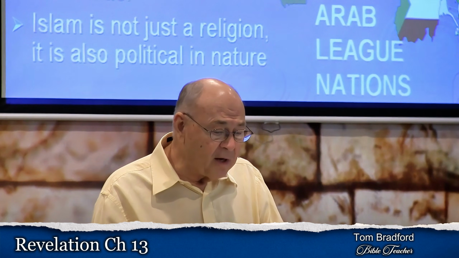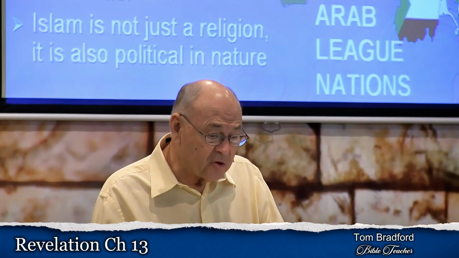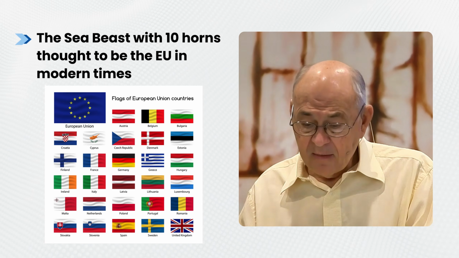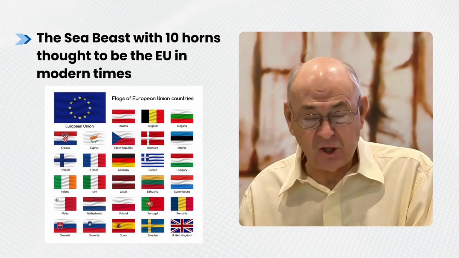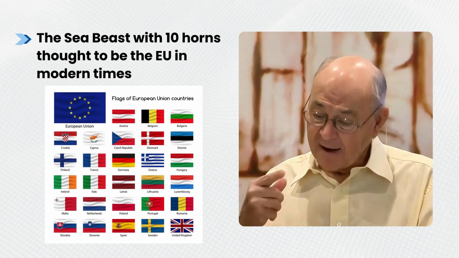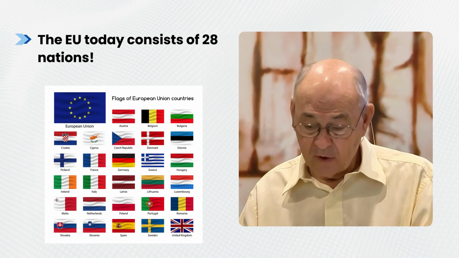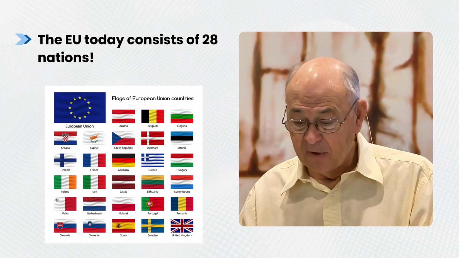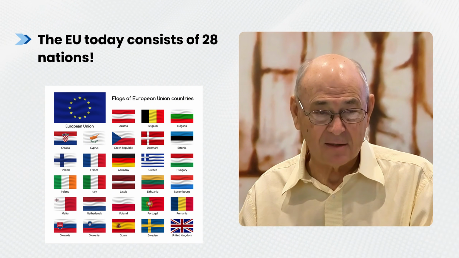The belief among evangelical Christian writers and theologians has, since not very long after World War II, been that the prophesied 10 nations are a confederation of 10 European states. But I find that to be highly unlikely. For one reason, the EU today consists not of 10, but of 28 member states.